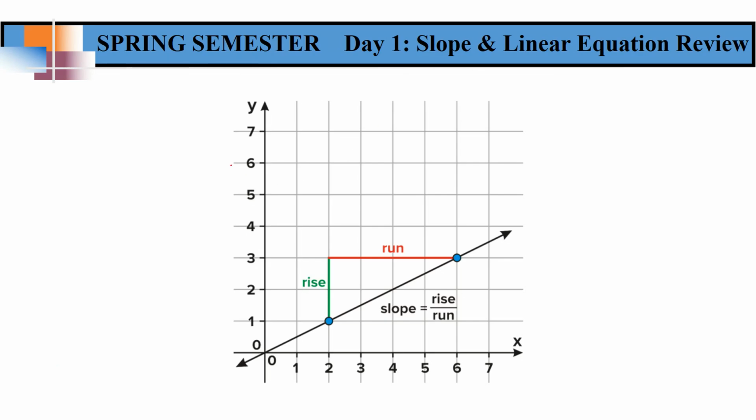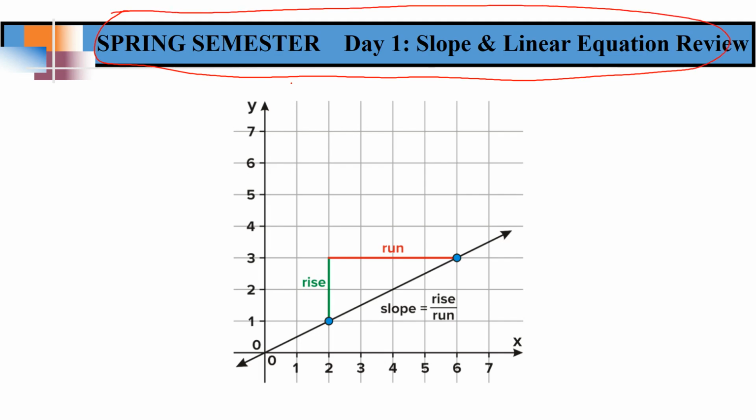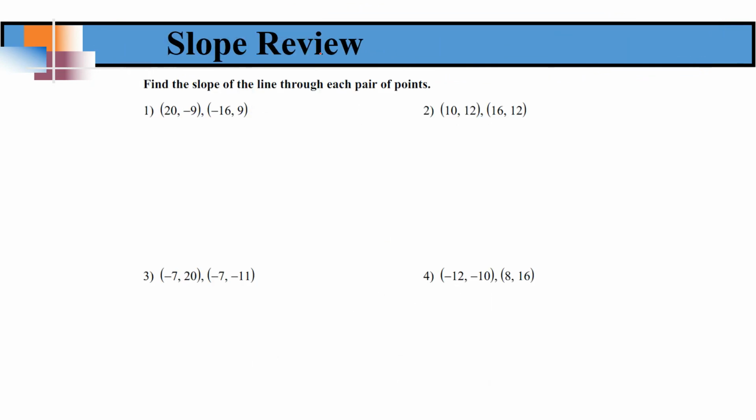Once you're all set and you have those materials, you want to begin by writing down the title of the lesson at the top. So the title of our lesson is Spring Semester Day 1, Slope and Linear Equation Review. We're actually going to start off this semester by taking some time to look back on some topics that we struggled with a little bit on the final back in December to make sure that we are confident moving forward. These are topics that tend to show up in future math classes like Algebra 2 and Pre-Cal, so we need to make sure that we're confident in them. Today we're going to focus on slope and linear equations. So once you have that title written down, here we go.